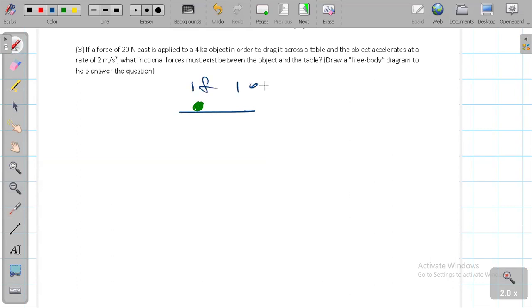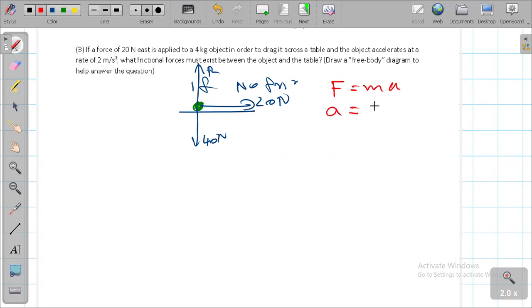If no friction, what is the force? 20. 40 Newton. Without friction, what should be the acceleration? F equals ma. I taught you this at the beginning of the day. Can you remember? No friction.